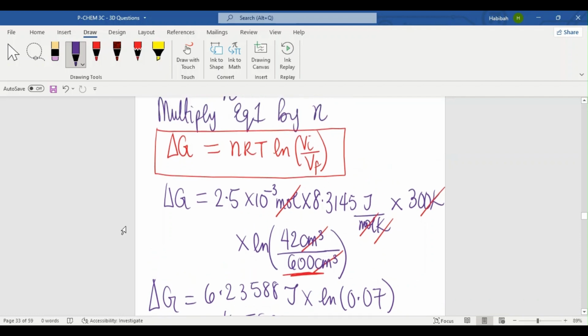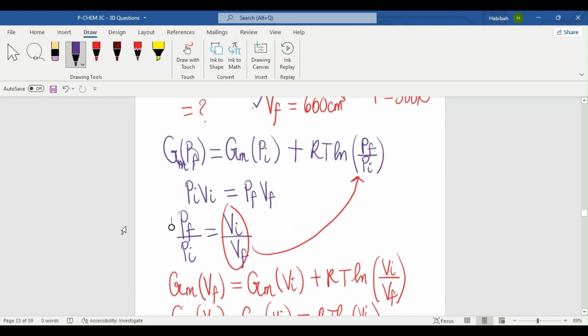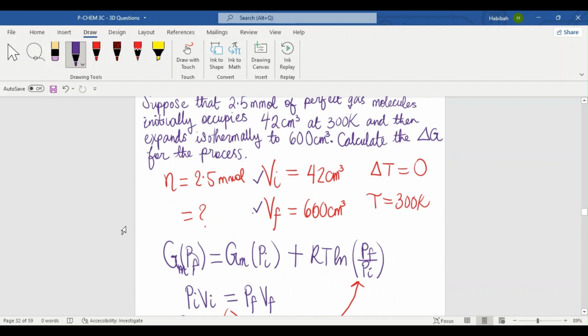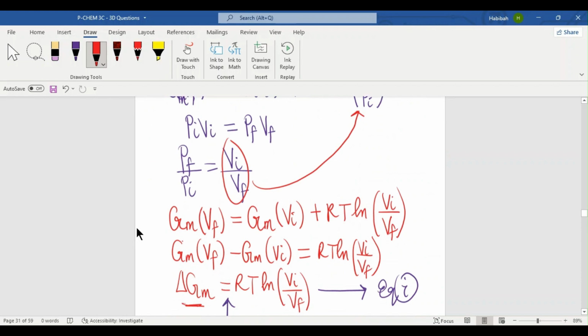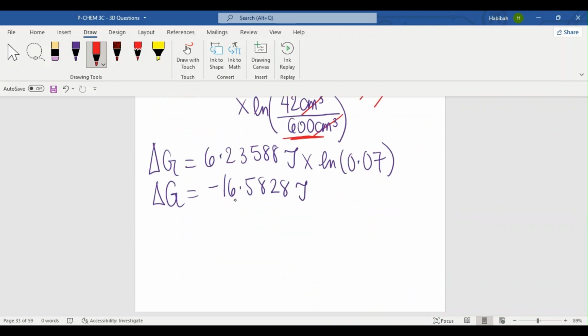But as chemists, we have to make sure that we have the proper number of significant figures based on the information in our question. We have 2.5 millimole, so 2 sig figs, 2 sig figs, 3 sig figs, 3 sig figs, and the lowest number of significant figures based on the numerical values in our question is 2 sig figs. So we have to approximate this answer in two significant figures. So the change in Gibbs energy is going to actually be negative 17 joules.